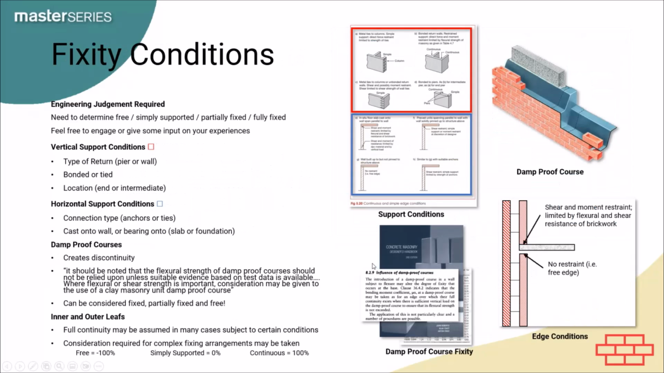Fixity conditions is another aspect of the design where we should probably spend a bit of time. Here you need to understand the build and some detailing. A lot of engineering judgment is required here. So the edge conditions are a requirement for the design approach, whether it's traditional or using yield line analysis. You'll need to determine the difference between free, simply supported, partially fixed, and fully fixed. There's some good guidance on different scenarios in the manual. They're taken from British standards, but there's a lot of combinations we come up against, so engineering judgment is required, as I say.